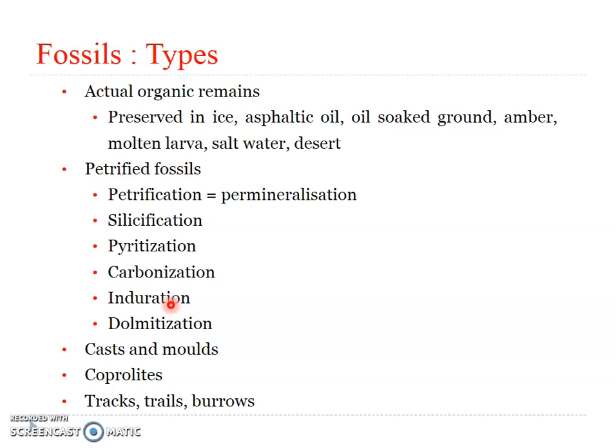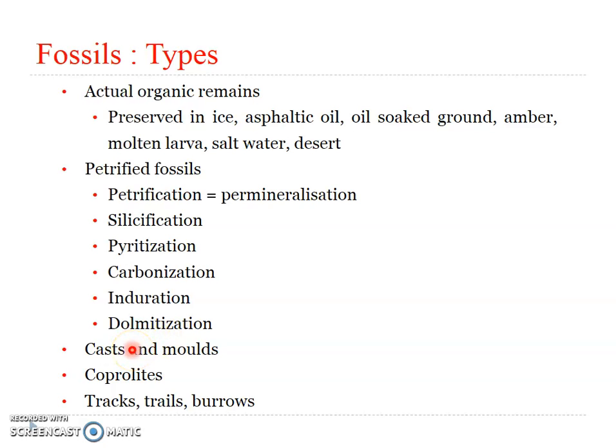Okay, then we have the dolomitization, where the organic material is replaced by double carbonates of calcium and magnesium. Okay, and this occurs in the seafloor. So dolomitization is a type of petrification which happens in the deeper layers of the seas or oceans, where the carbonates of calcium and magnesium replace the different parts of the body.